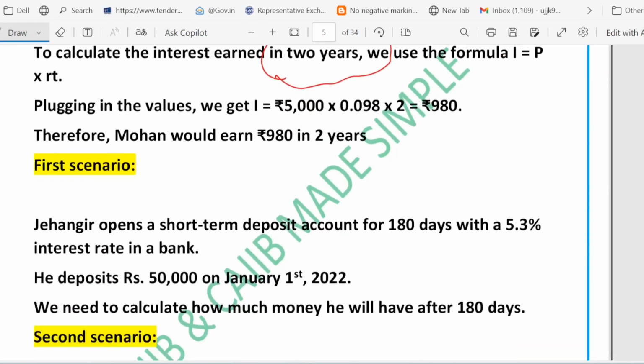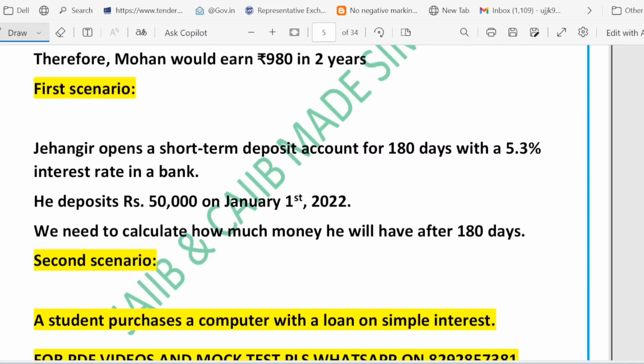Now let's do one more case study of Jahangir. So Jahangir put 50,000 rupees in a 180-day deposit at 5.3% per year. We find how much interest he earned for those 180 days and then add it to the 50,000.